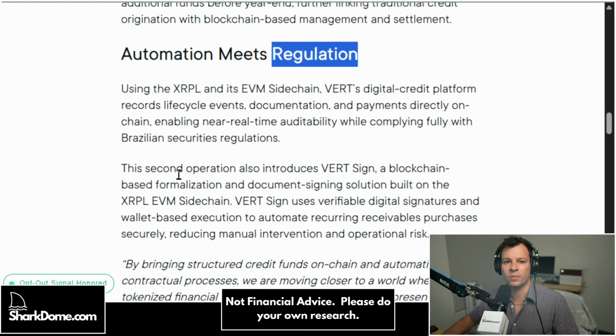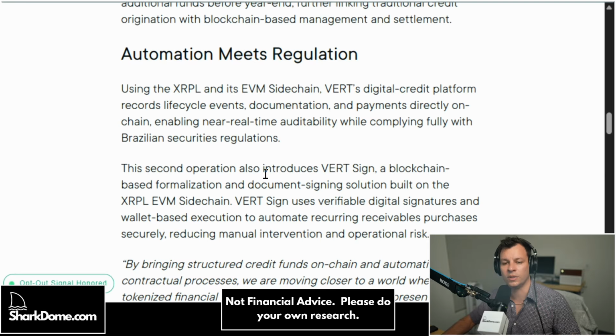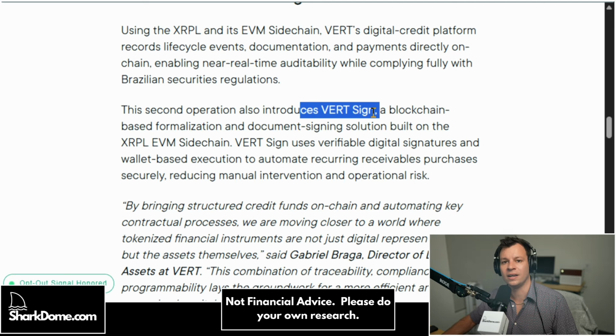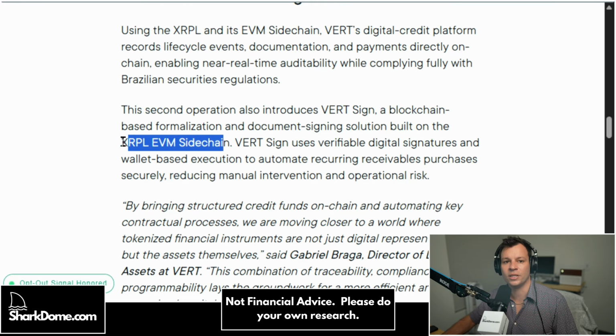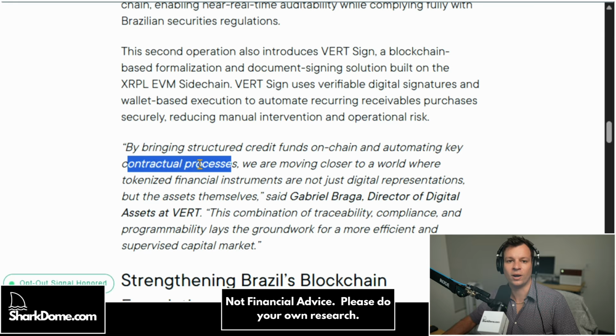And so they probably came into XRP and the company BYX, and they wanted some regulation with it. It's also interesting, they also talk about VERT Sign, a blockchain-based formalization and document signing solution built on the XRP Ledger. So I'm inferring here, but I think they had problems with double assets being created, and you had this ballooning effect. And you see that all the time. And yeah, bringing structured credit funds on-chain and automating key contractual processes.